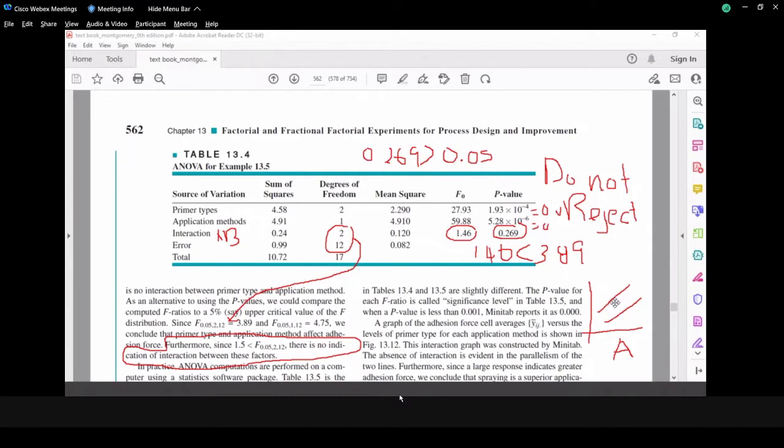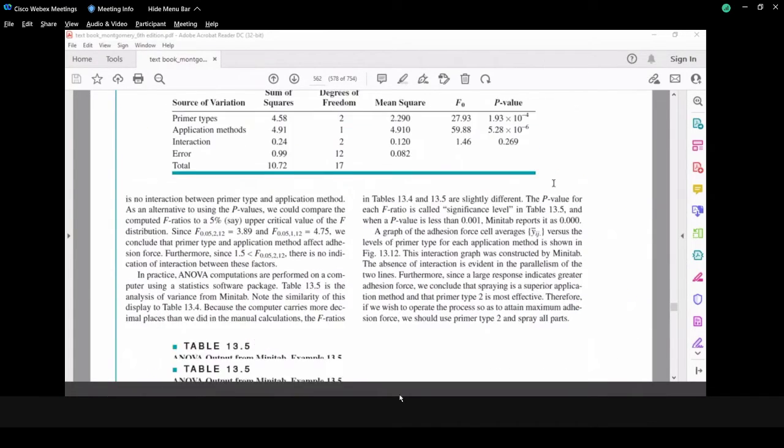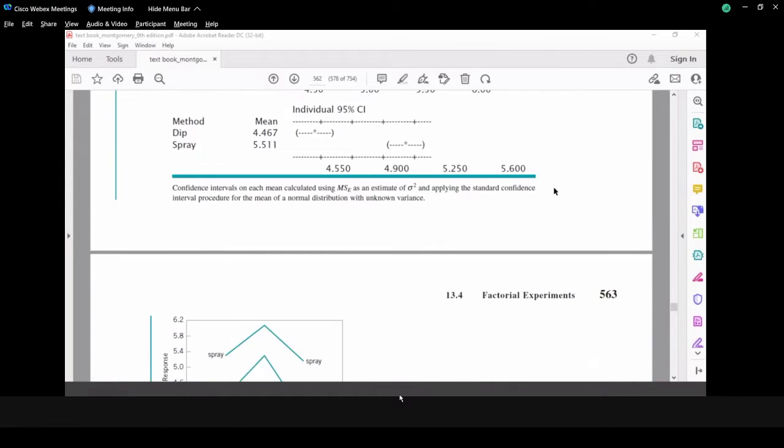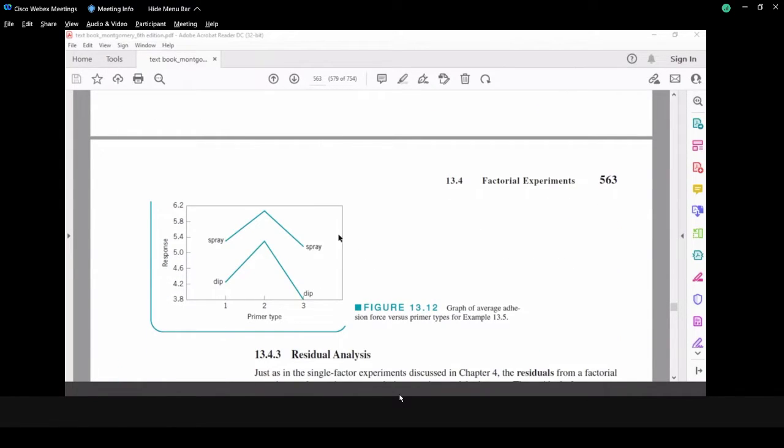I hope by now, as fourth year students, when you get the data and analyze it, you must be able to interpret the results, right? Okay. This is the graph for no interactions, right? It shows no interaction because the lines are almost parallel.